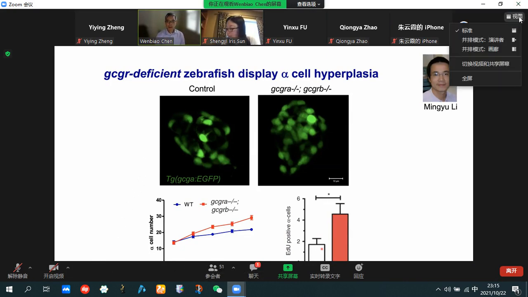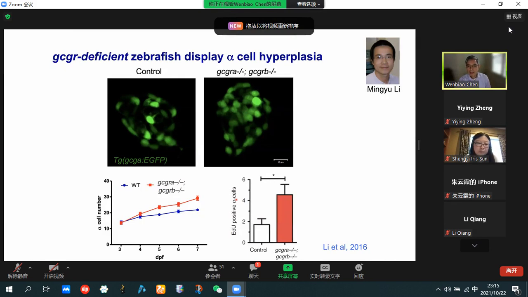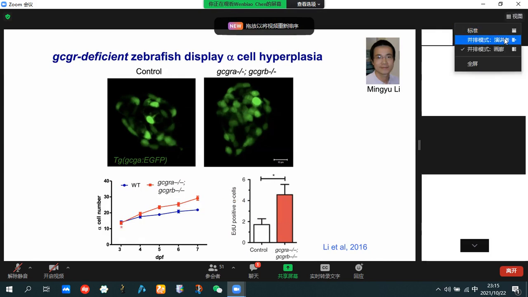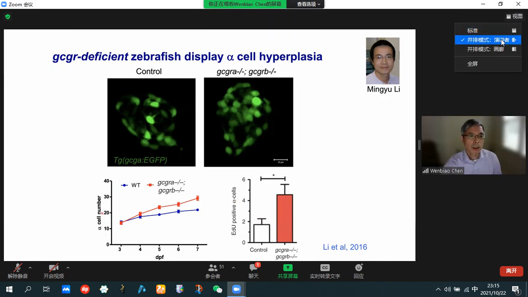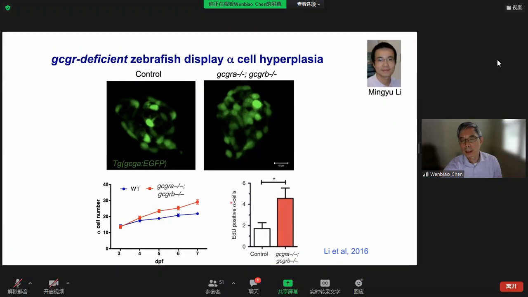And this increase is primarily due to increased proliferation, as indicated by the EdU labeling. So you are going to see in the first part of the talk, we're going to show a lot of graphs about alpha cell number and also the EdU-positive alpha cells. Those are our main assays. So with this model in hand, we collaborated with Alvin Powers' lab, who is also interested in this problem.